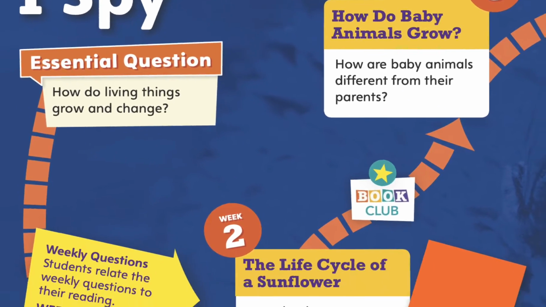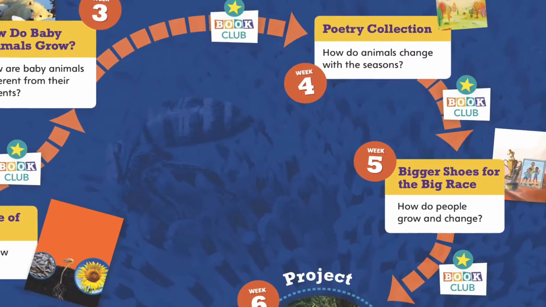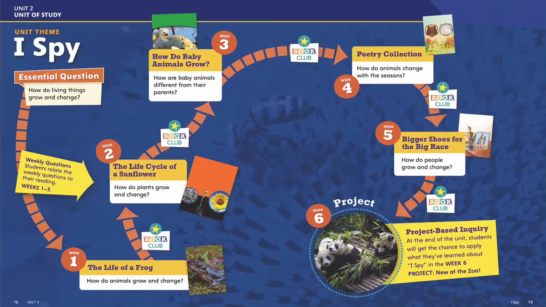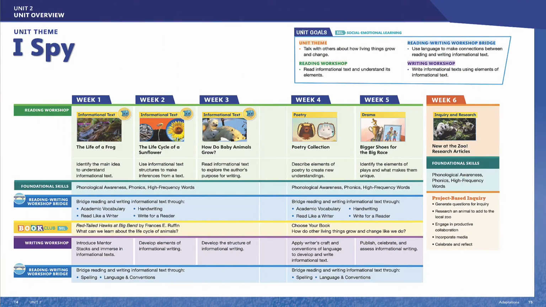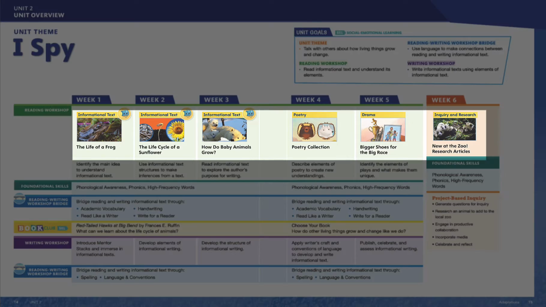Weeks 1 through 5 of the Unit of Study frames instruction with a different focus question related to the unit essential question. Weeks 1 through 5 build to the culminating Week 6 project-based inquiry. Next, you will find the Unit Overview. This page provides a high-level view of goals, key skills, and selections for each 6 weeks.